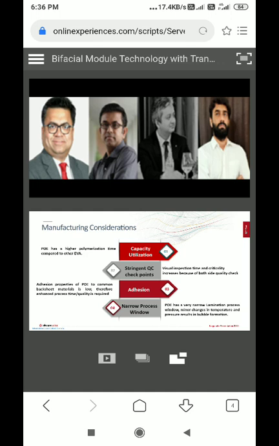However, the disadvantage is the POE has a higher polymerization time as compared to EVA, and therefore the capacity utilization of a manufacturing line, when you talk about glass transparent backsheet lamination, is considerably lower. So for the same line, if you make a normal glass module versus a glass transparent backsheet module, you will actually realize fewer modules per hour of production.